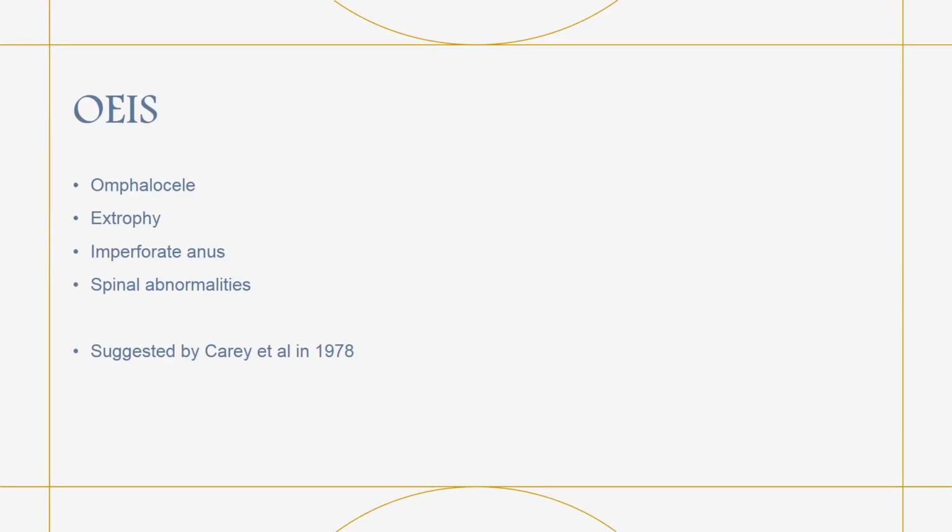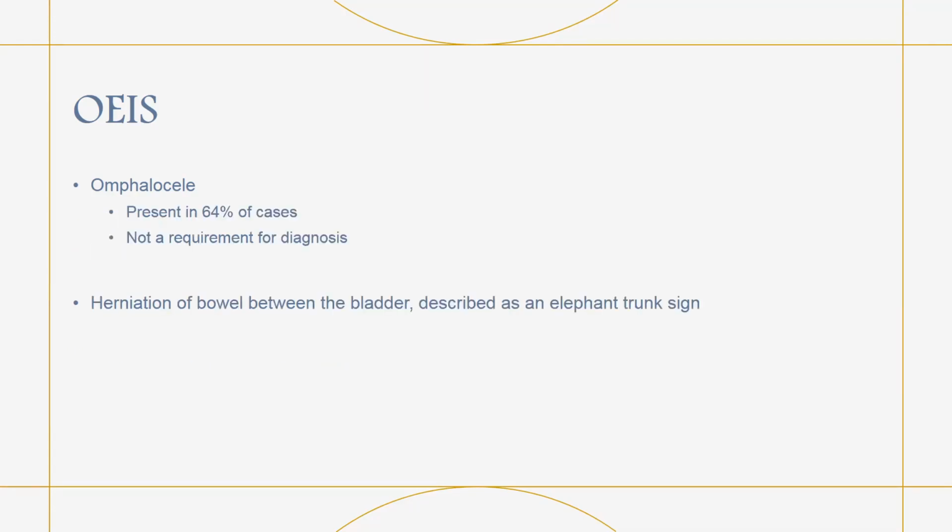So we like to use a bunch of letters in obstetrics. So the O, of course, is the omphalocele that we've been seeing. The E stands for extrophy, which in our case is cloacal extrophy. I is for imperforate anus, and spine is for spinal abnormalities. So of course, our child fits pretty much all of these. This was first suggested back in the 70s by Dr. Carey, who was able to identify several children that exhibited all of these findings.